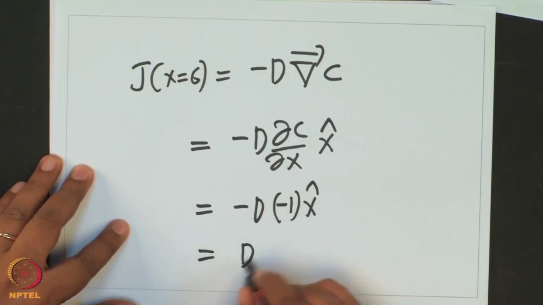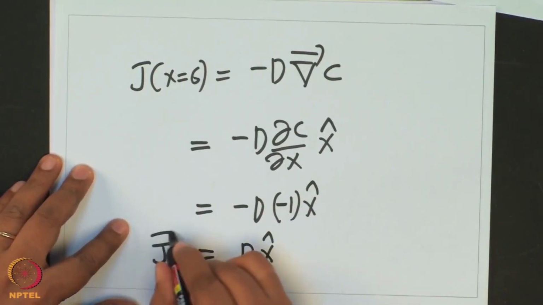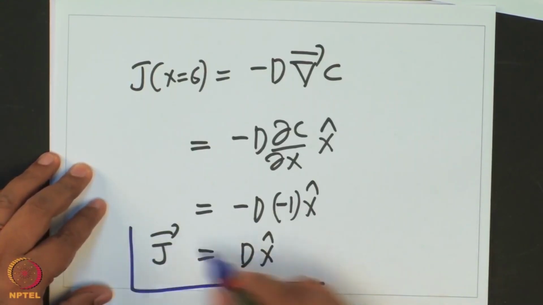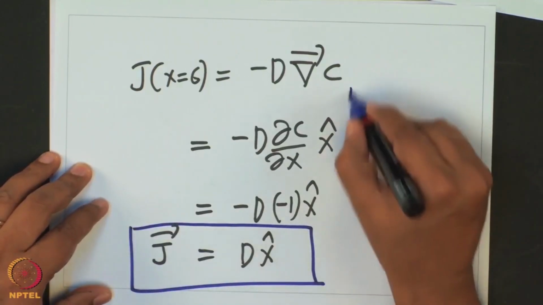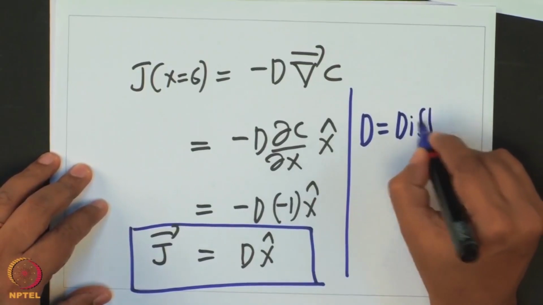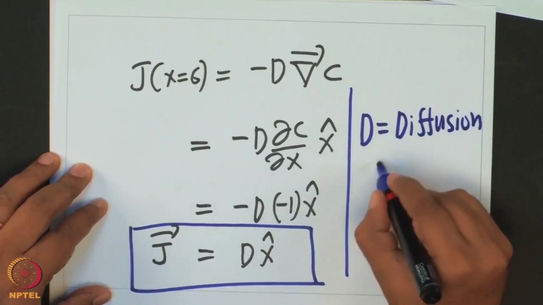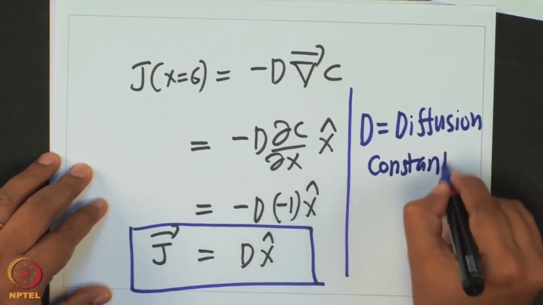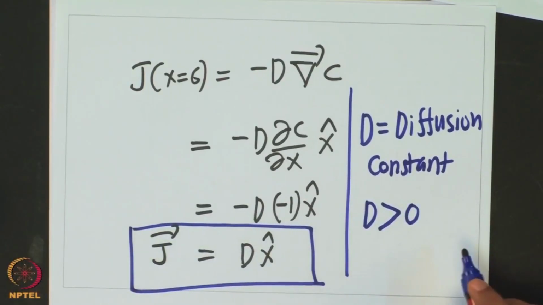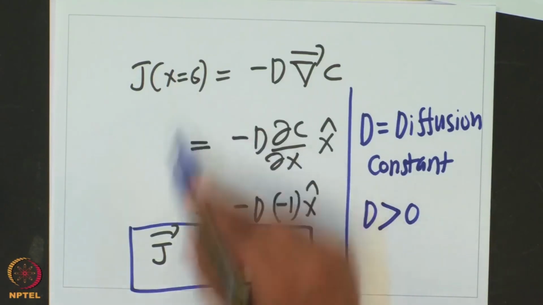So this would mean is d x cap. So the flow at x equal to 6 is d x cap, where d is a positive constant, and you have to remember d is called the diffusion constant, some number greater than 0. So d is a positive number. Once we understand that d is a positive number, and we will understand about d later, this j is along the x direction at x equal to 6.